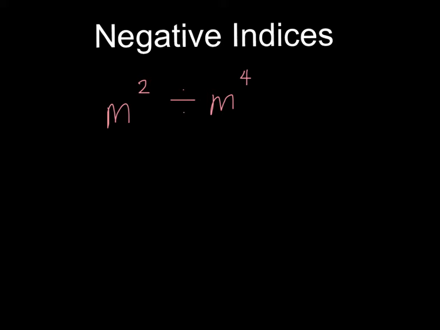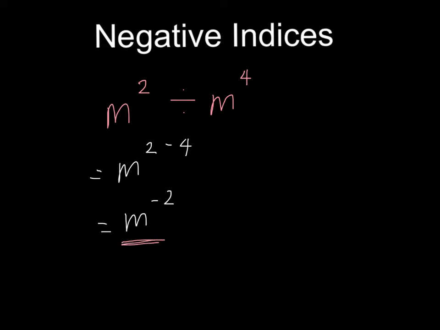The next index law we need to learn how to simplify is when we run into negative indices. So if you look at this question, m to the power of 2 divided by m to the power of 4, we follow the second index law and we subtract the indices. When we're dividing, we subtract the indices. So it's going to be m to the power of 2 take away 4. That gives us m to the power of negative 2. So we end up with a negative index.